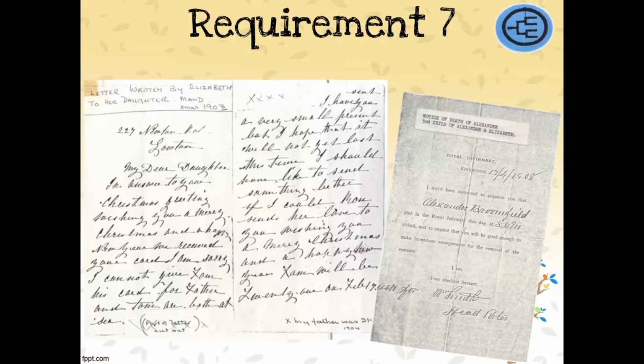It's saying, "I have been instructed to acquaint you." Now the person signing it at the bottom is the head porter, and he's writing it obviously to the people. So it could be that the head porter was the person who says, right, I have to tell you that your child has died. Or it could be that that's just their title and somebody else has said to them, okay, can you just write to the family, and gives them this notification.